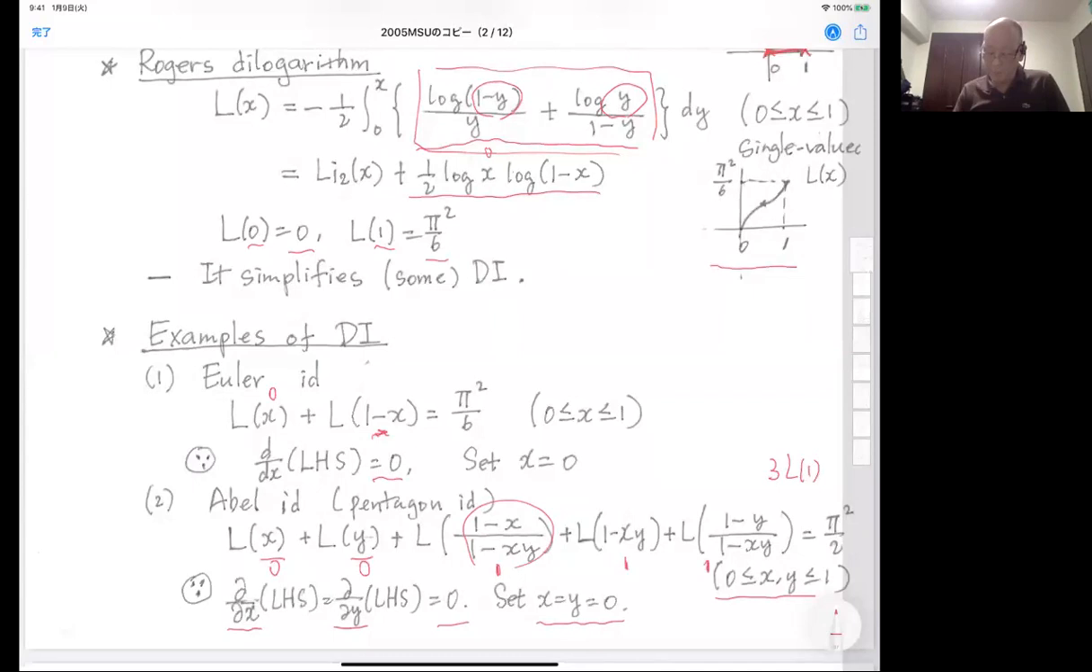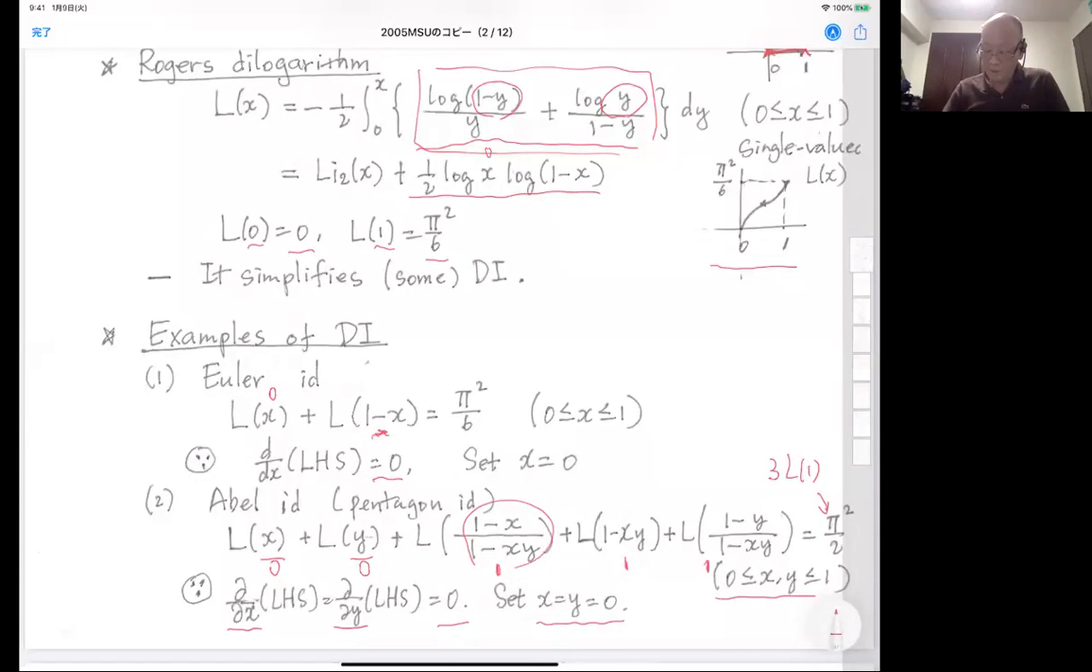So these are examples of two dilogarithm identities. And you see that this identity is very pretty if you use the Rogers dilogarithm. But if you use the Euler dilogarithm, you have extra log terms and they don't cancel out, and so it's not neat. But the Rogers dilogarithm somehow cleans up those extra things. Okay.